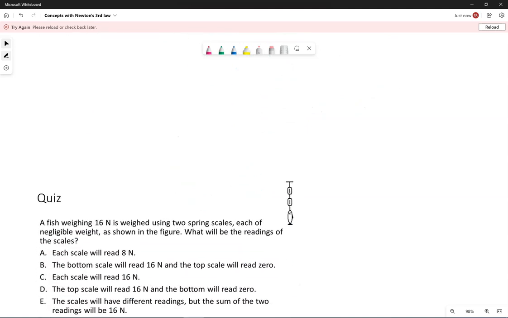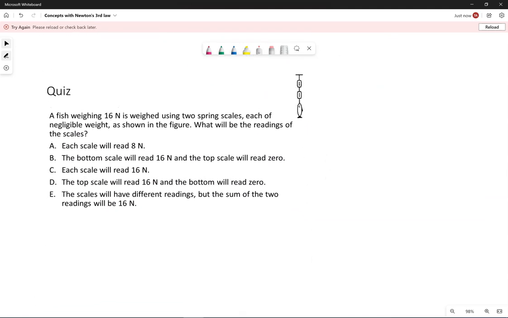So here's the second question. Try answering it on your own first. The correct answer here is C. Now, it is a little silly to assume negligible weight, or not silly per se, but a scale's going to have weight, is what I'm trying to say. But just to understand these concepts, we're going to assume the scales themselves don't have any significant mass.